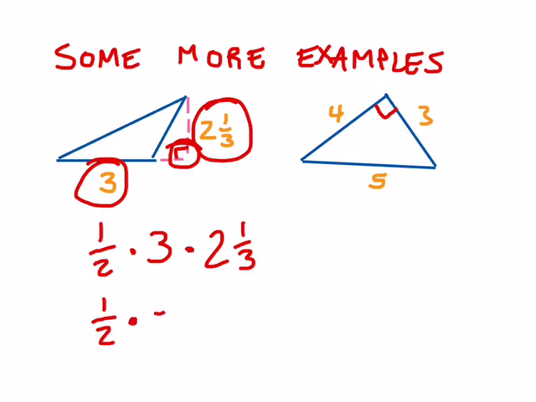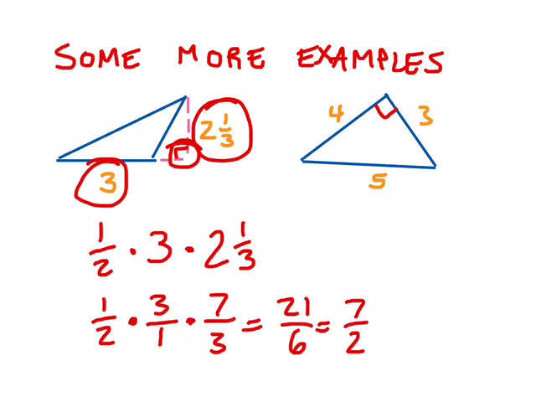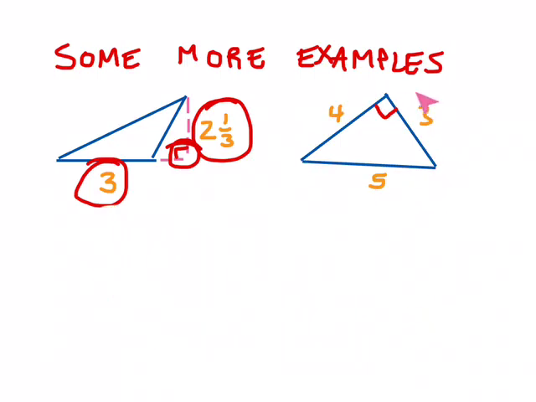1/2 can stay the same. 3 is going to be 3 wholes, or 3/1. And 2 1/3 is going to need to be converted. 2 times 3 is 6, plus 1 is 7. So it's going to be 7/3. And I can just multiply straight across. 3 times 7 times 1 is 21, and 2 times 1 times 3 is 6. I'll want to reduce that down, first of all, to 7/2, and then I'm going to convert that back to a mixed number in this case, just in case I'd want to. And that's 3.5.